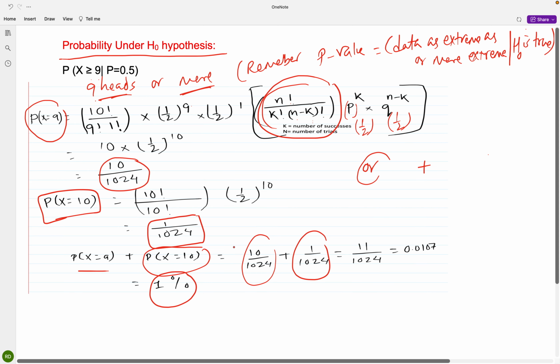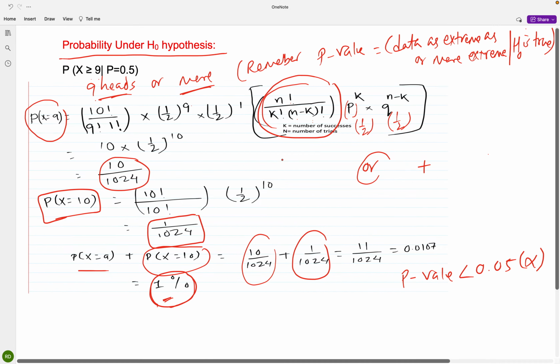Now this p-value we got is less than 0.05, which is alpha, our cutoff value for significance testing. Assuming the null hypothesis is true, what is the likelihood of getting 9 heads or more? It is only 1%. Very unlikely, right? If the null hypothesis is true, getting 9 heads or more out of 10 tosses is very unlikely, which is just 1%. That's why we reject the null hypothesis.